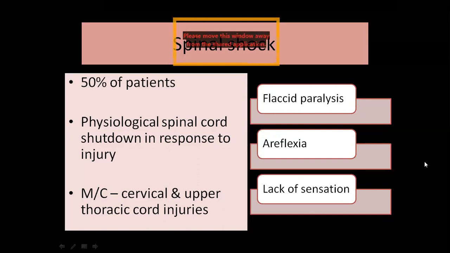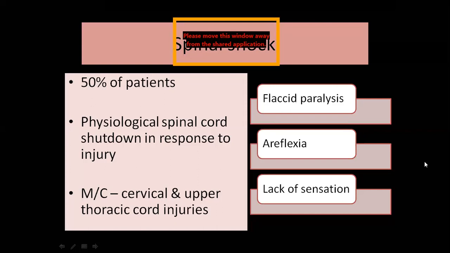So when you are seeing a patient in the emergency room with a fracture and a complete neurological deficit, you should not immediately conclude that the patient has complete quadriplegia or paraplegia. You should reassess the patient every 12 hours. Why? Because the patient might be in spinal shock. When he recovers from spinal shock, the patient might show some movement. Then it is not a complete spinal cord injury, it is an incomplete spinal cord injury. In complete spinal cord injury, the prognosis is poor. In incomplete spinal cord injury, the prognosis is better.